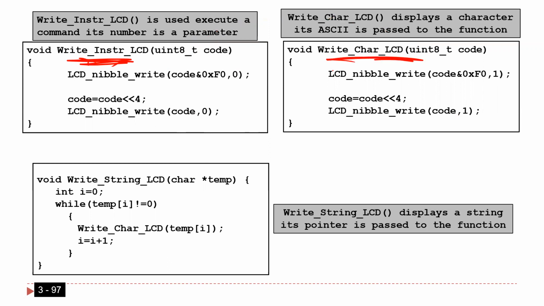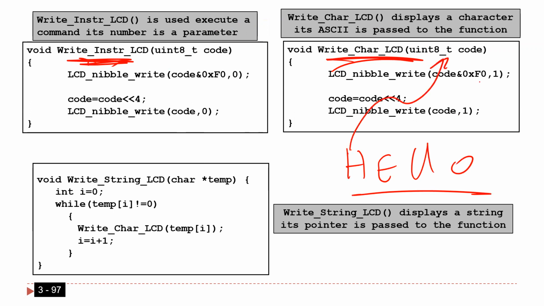This one is used if you want to display a character. Like hello, for example. If I want to display hello, I have to call this one 1, 2, 3, 4, 5 times. So I have to call this one 5 times. The first time, I'm gonna send the ASCII of H, then the ASCII of E, the ASCII of L, the ASCII of L, the ASCII of O. Every time this function is gonna display one character. You have to send the ASCII.